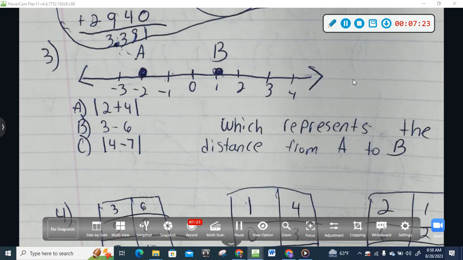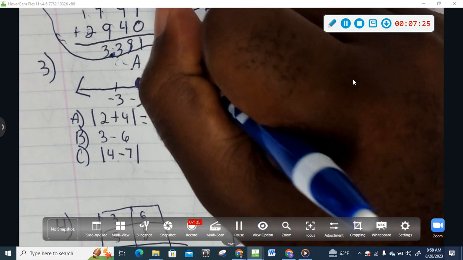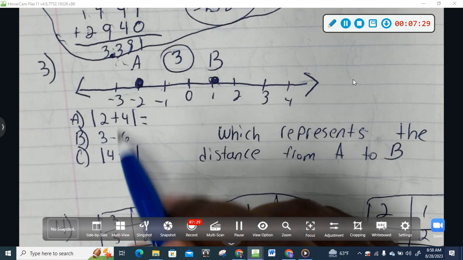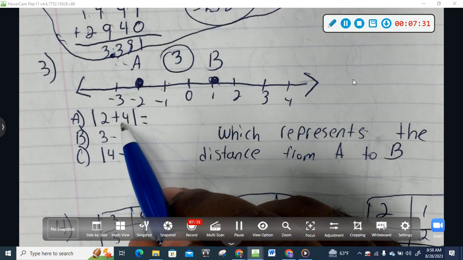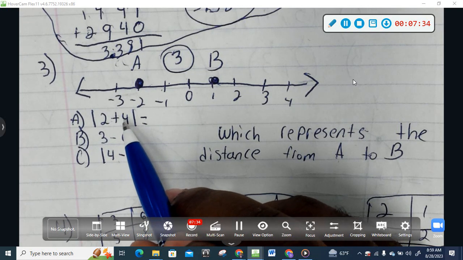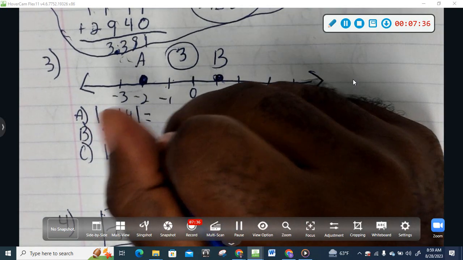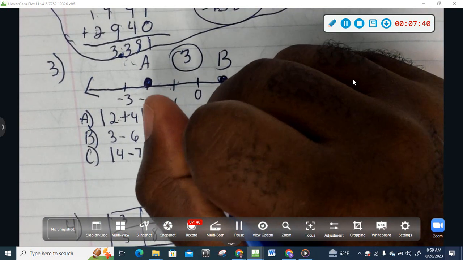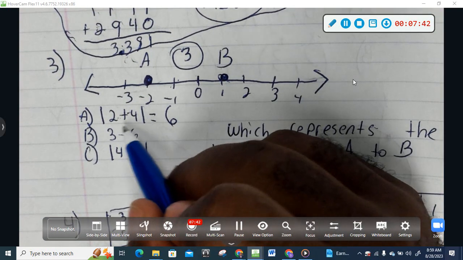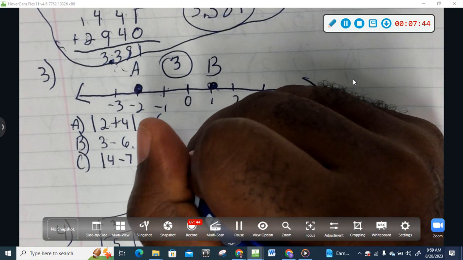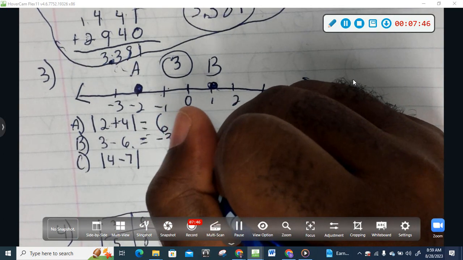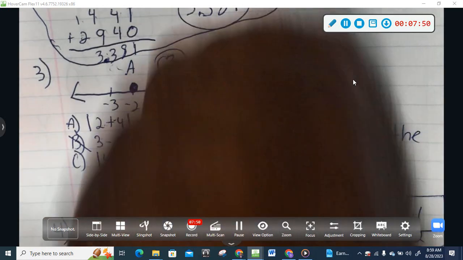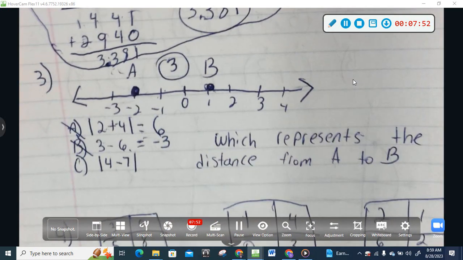Alright, so let's talk about the first one. I know that my distance right here is 3. The absolute value of 2 plus 4, what is that? 6. Good, 6. Because 2 plus 4 is 6. Anything inside of my absolute value brackets is positive, so it's 6. Alright, now what we got? 3 minus 6, what does that equal? Negative 3. So that one's out, right? So the first one's out, and the second one's out.